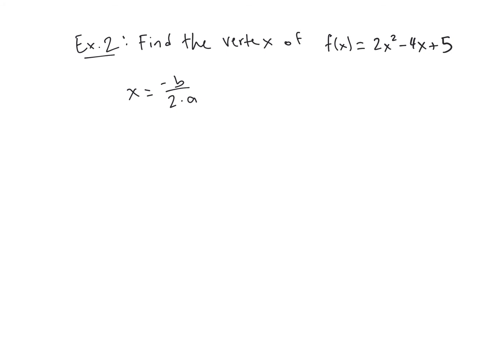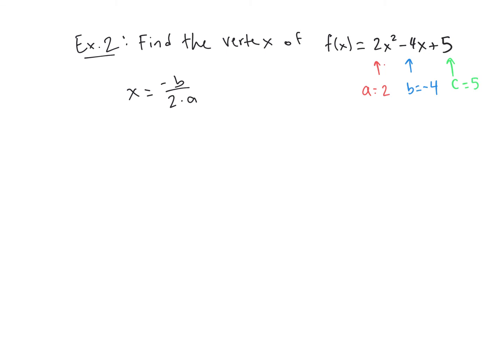And again, I need to know my a, my b, and my c, right? So my a is 2, my b is negative 4. What would my c be? So what would be c in this problem? Go ahead and enter your answer when you're ready. Yeah, c would be 5, just the number left on the end, right?